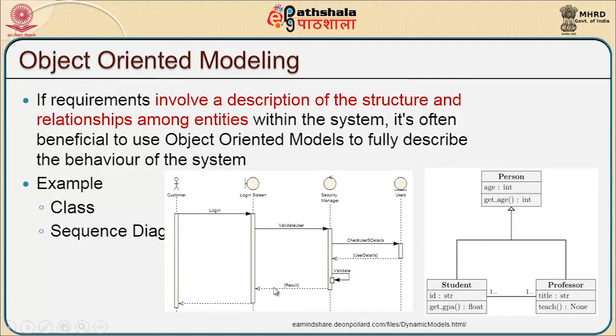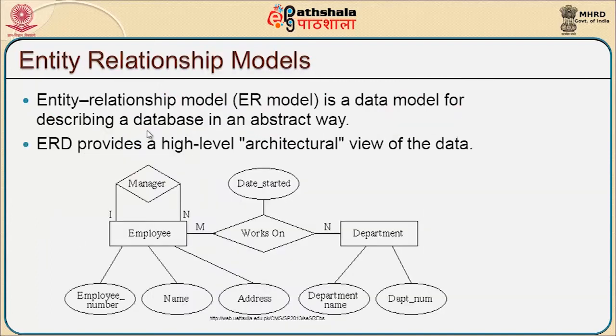This is for another example where the customer gets into a login screen by logging in, then it is to be validated using a security manager, which checks all the user details. User details are then validated and the result of it is provided. So this can be a simple example of a banking system. So these are various representations that we can specify towards the requirement plot.